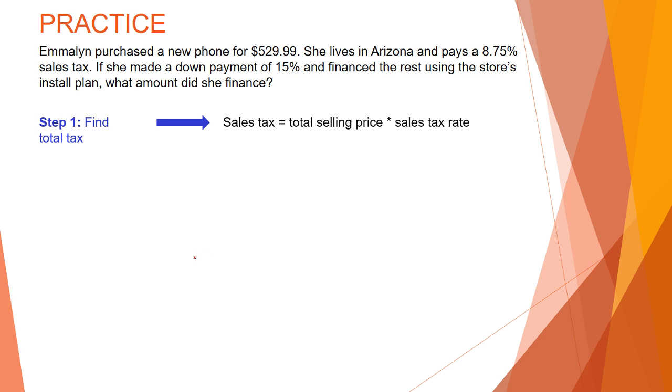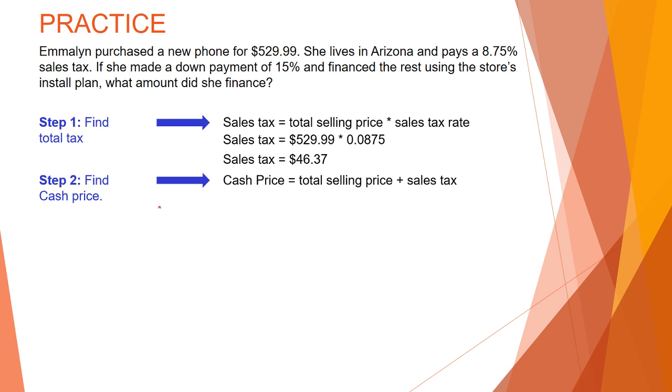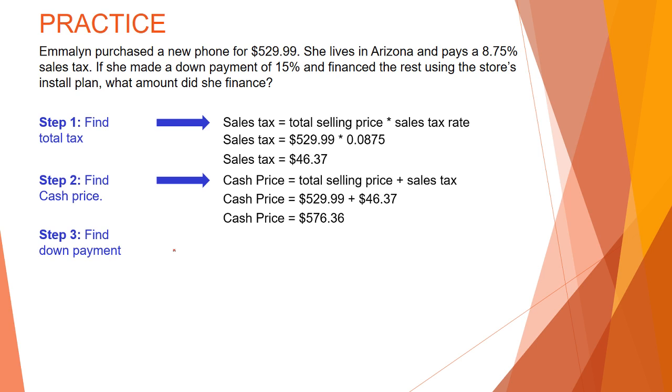If she bought a phone for $529.99 and pays a tax rate of 8.75%, that means she had to pay sales tax of $46.37. Next up is to find the cash price, which is the total purchase, adding the total selling price, the total of the phone plus the sales tax, giving us $576.36.